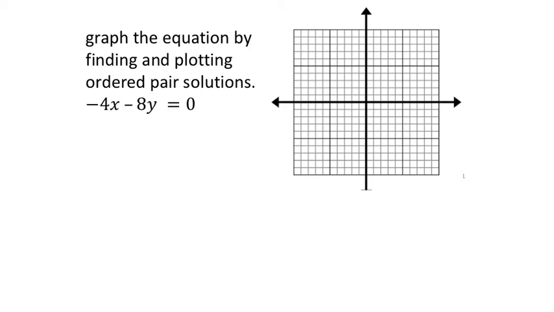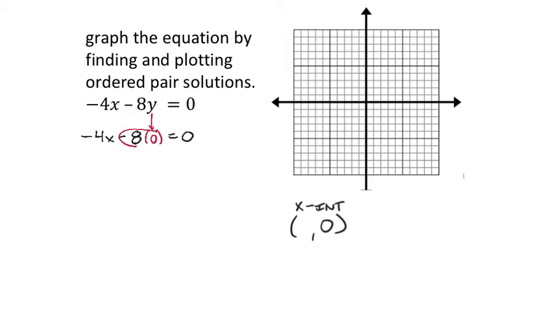Now, what about an equation like this one? Well, once again, I would still want to start. You can start with the y-intercept if you like. I'm just starting here with the x-intercept, which, of course, in that ordered pair would make the y value a 0. So in this equation, I replace the y value as 0.